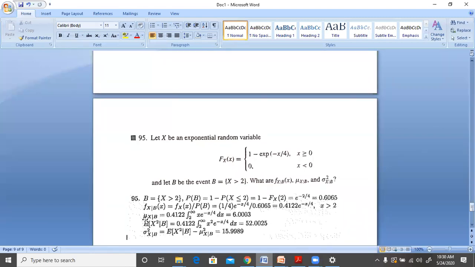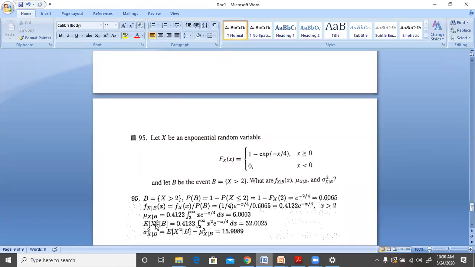Then the mean, again with the same formula we need to use: the integral of x fx given b of x, and that will give us the value 0.4122, integral 2 to infinity, because this is greater than 2, so it is 2 to infinity, x e to the power of minus x by 4 dx. So this you can solve, again, by integration by parts, and you'll get 6.0003.